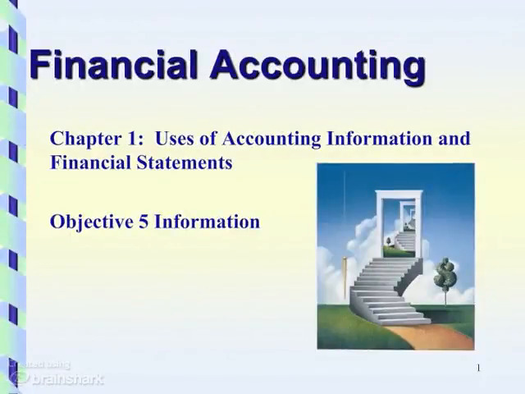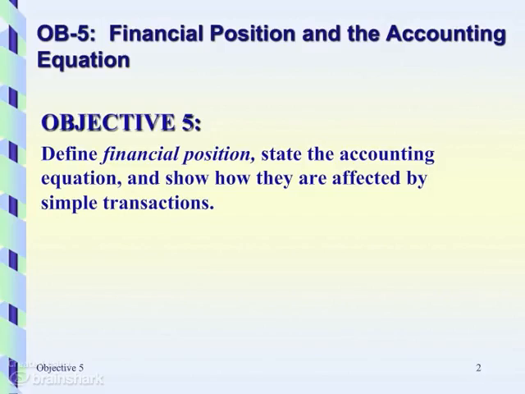Today, as we continue to work through Chapter 1, Uses of Accounting Information and Financial Statements, we will be looking at Objective number 5. In Objective 5, we will define financial position, state the accounting equation for a corporation, and show how both are affected by various transactions.